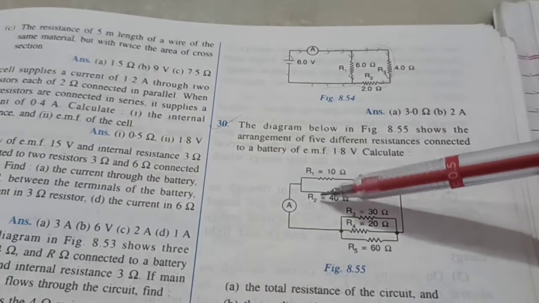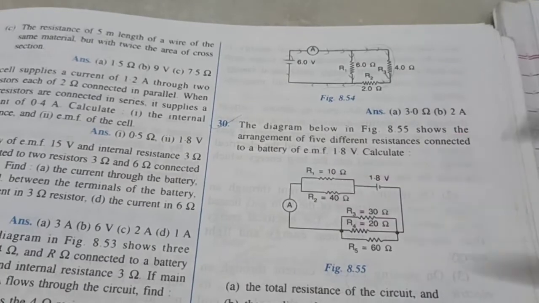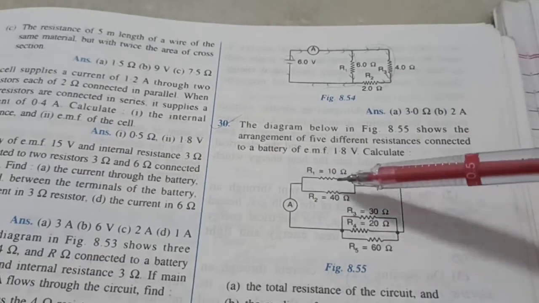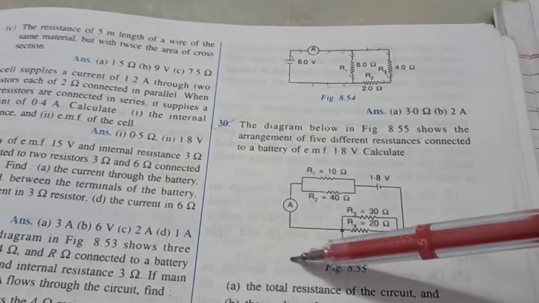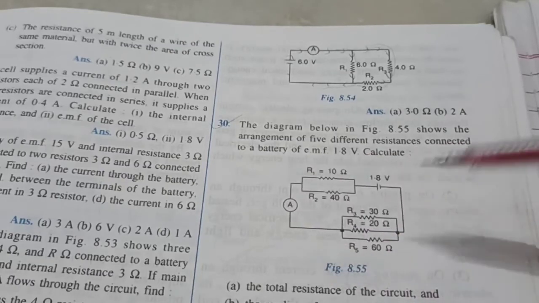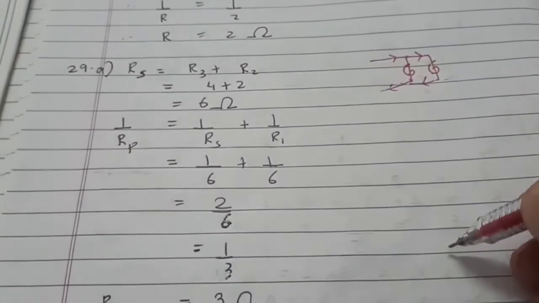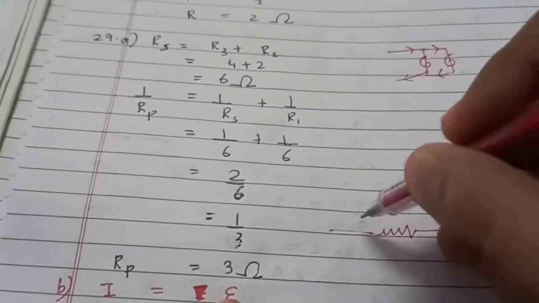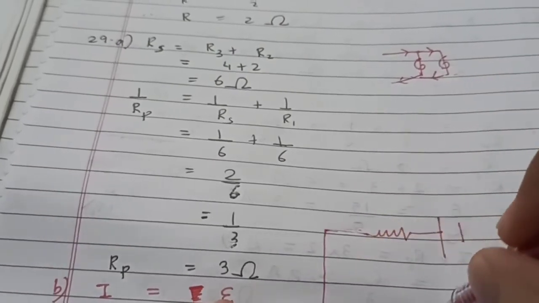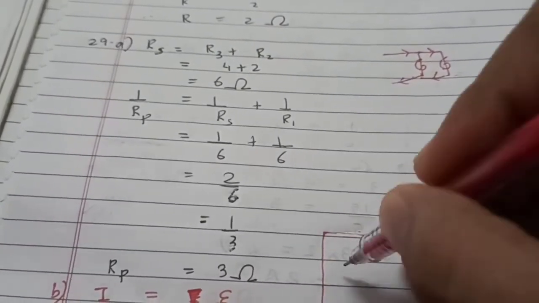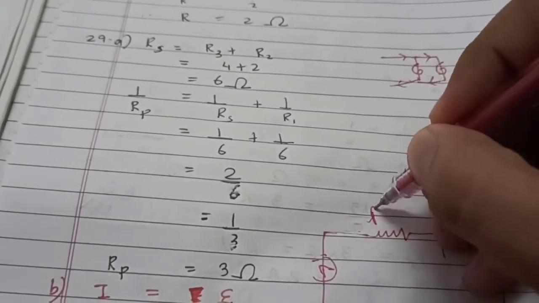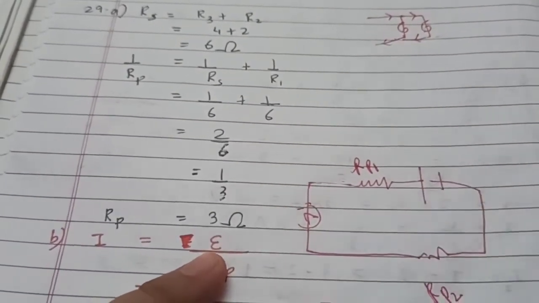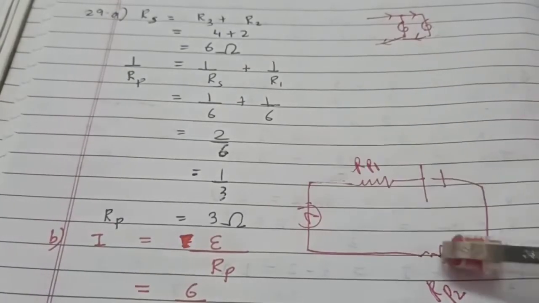Now the 30th sum. Here totally 5 resistances are given, but that's okay. First of all, R1 and R2 are in parallel, so find that separately. Next, R3, R4, R5 are in parallel, so find that separately. And then those 2 answers, if you notice, are in series. So the circuit becomes like this. This is the battery. Then there is one resultant resistance. Then there is another resultant resistance, and it comes back again here. Here's the ammeter. Let's call this RP1, parallel connection 1. Let's call this RP2, parallel connection 2. And these 2 are in series.